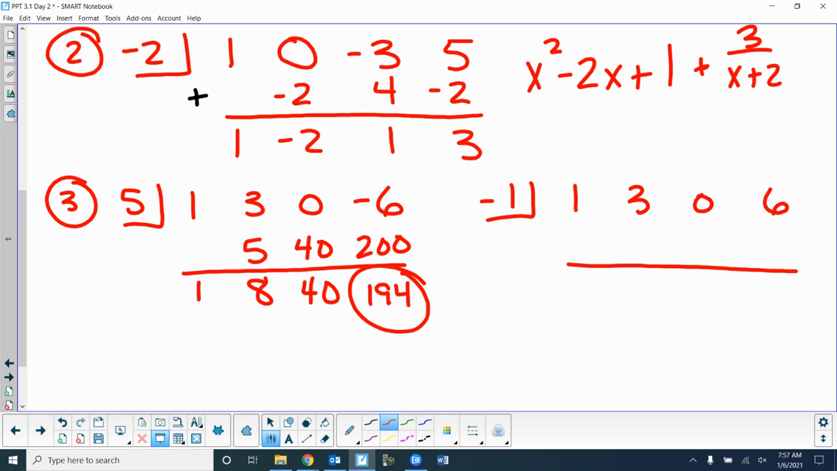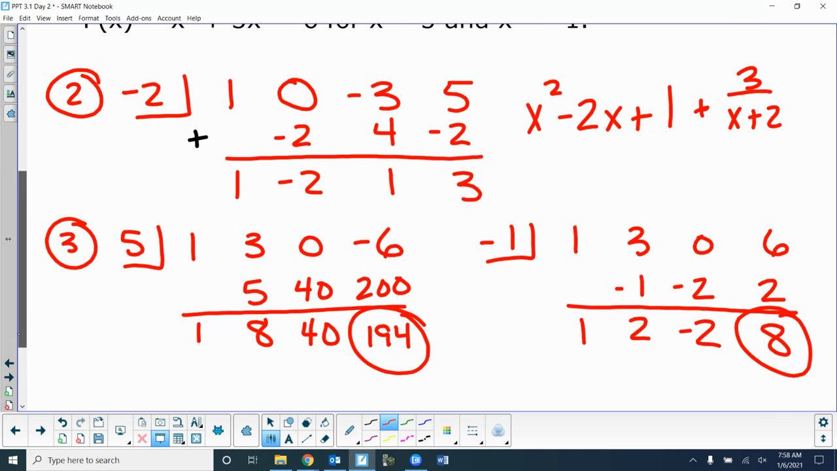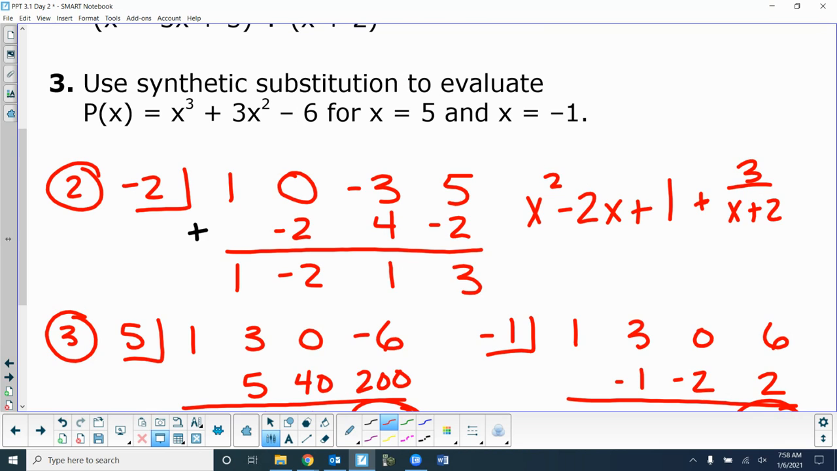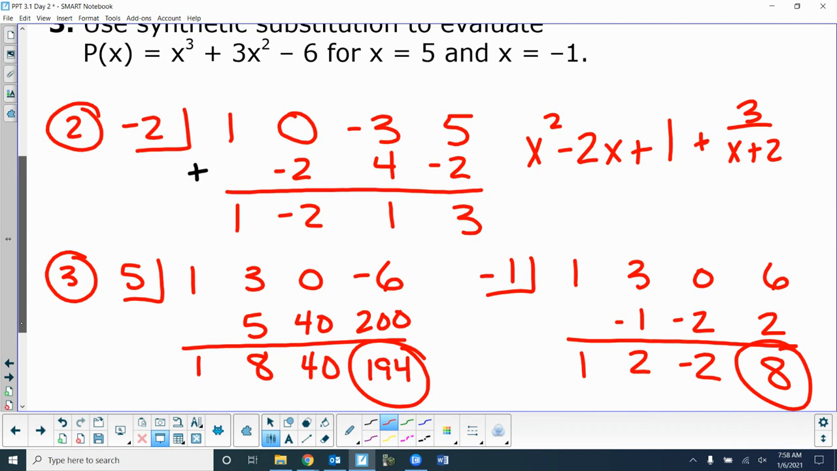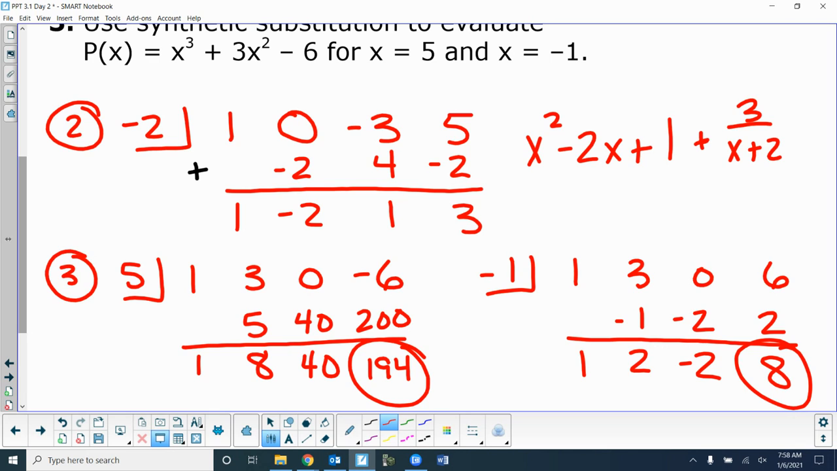Here, drop the 1. -1 times 1 is a -1. Add those, I get a 2. -1 times 2 is -2. Add those, I get -2. And -1 times -2 is a +2. Add those, I get 8. Okay. So basically, what we're doing there is if I were to substitute 5 in place of the x or the -1 in place of the x, those are the answers we get. We get 194 if I substituted 5 in, and 8 if I substituted -1 in.